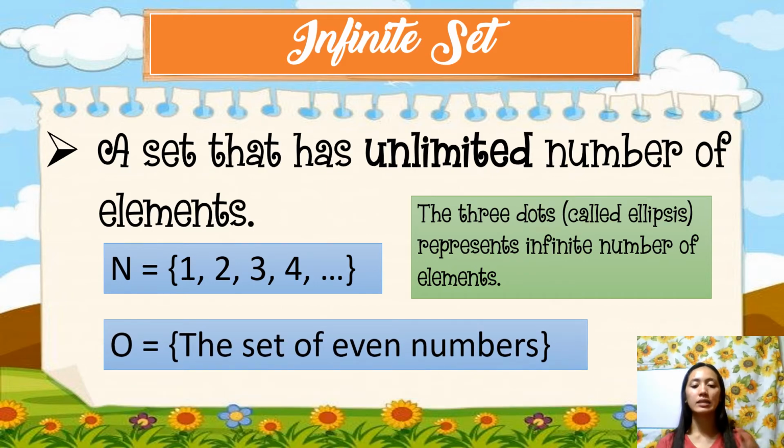Set O is the set of even numbers. Wala siyang limit in general, though we can identify what the even numbers are. Since that is an unlimited number of elements, that is what we call an infinite set.